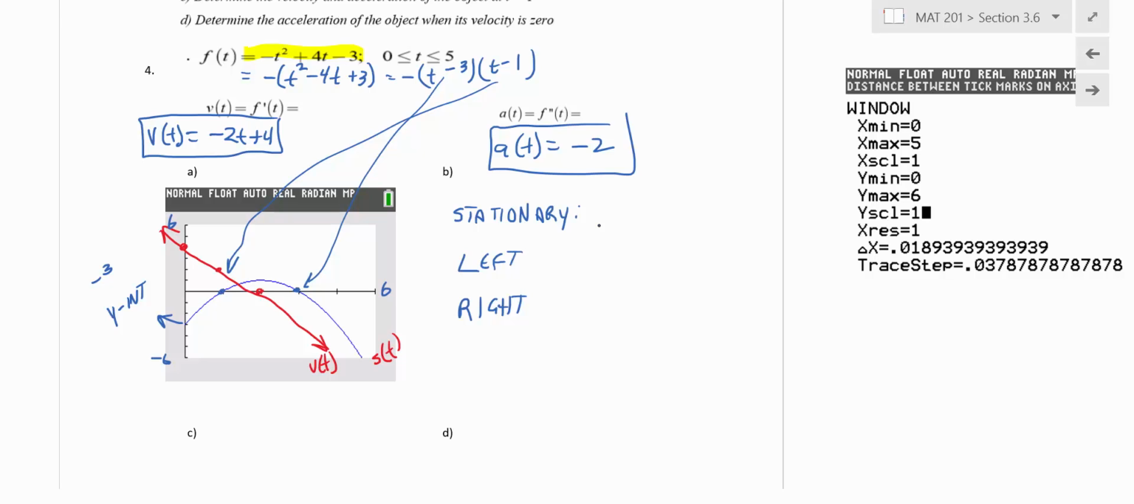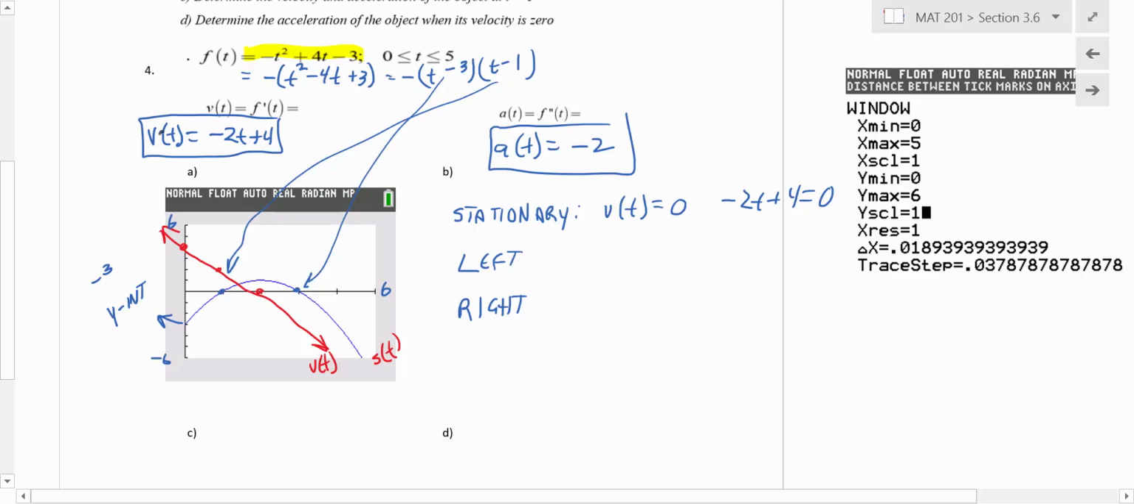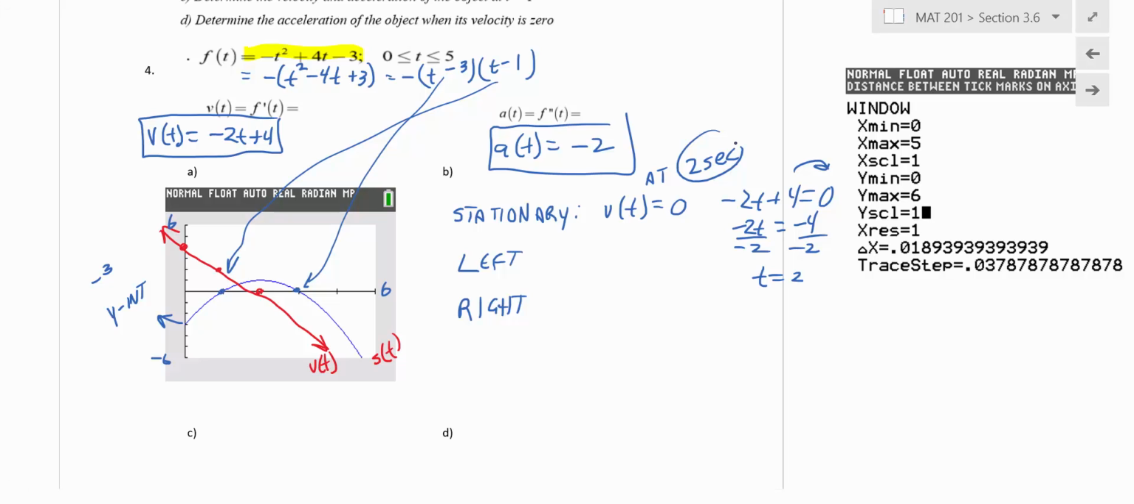So all it's doing is changing directions. The idea is you would be stationary wherever the velocity is equal to 0. So you could take the velocity, which we got when we did the first derivative, and solve that equation. That's pretty simple. I think somebody said 2. You can tell visually that it's 2 from my graph. If I divide by -2, I get t equals 2. So we're stationary at 2 seconds, and it's just for an instant of time, right? Then it starts accelerating again.